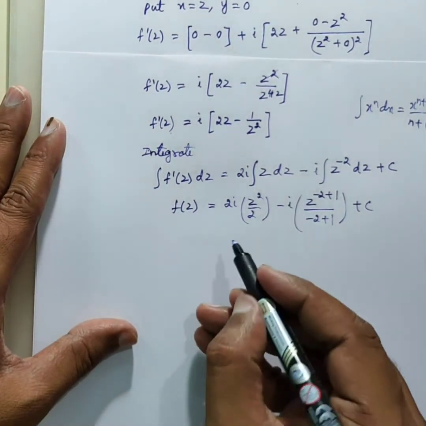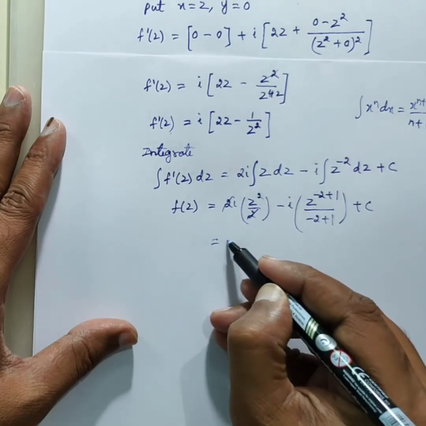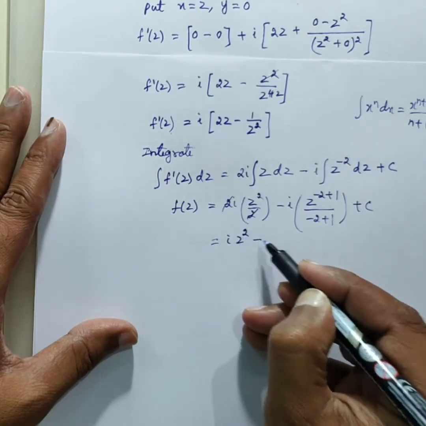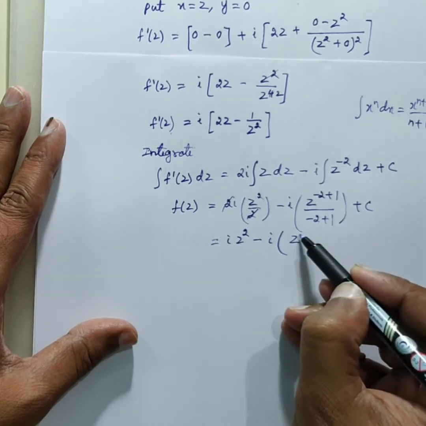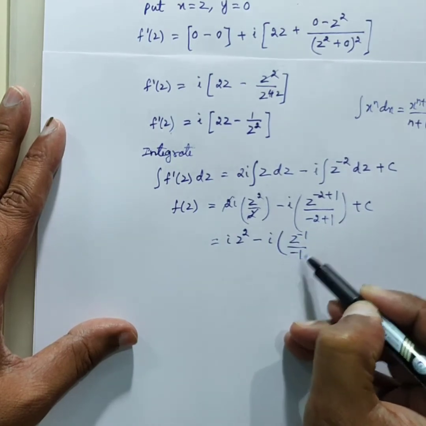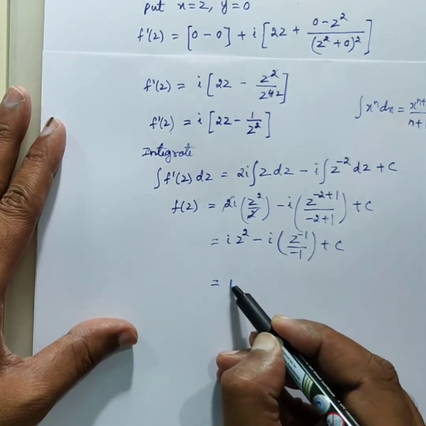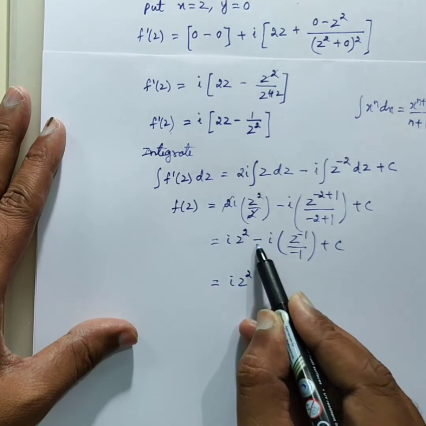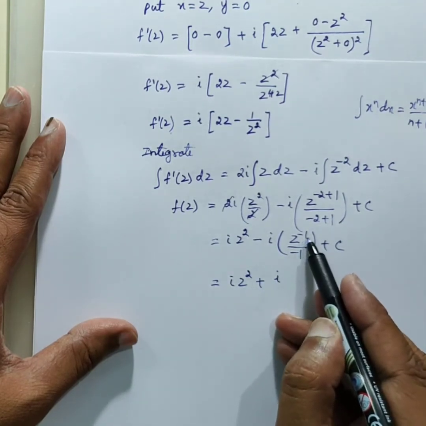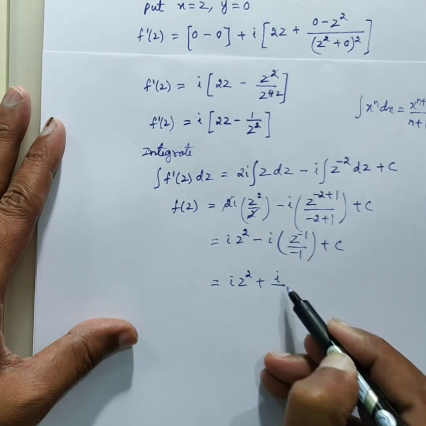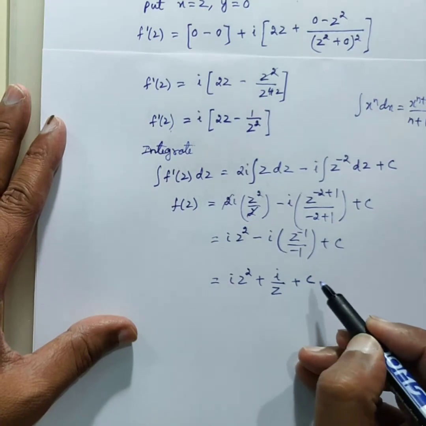Or further, if you try to simplify, this 2 and 2 will cancel out. So you have i times z square minus i times z power of minus 2 plus 1, which will be minus 1, divided by minus 1, plus the constant c. This will be i into z square. This minus of minus will become plus i. Z power of minus 1 can be written as 1 by z. So it becomes divided by z plus this constant of integration c.